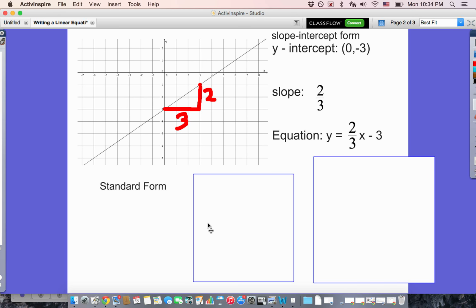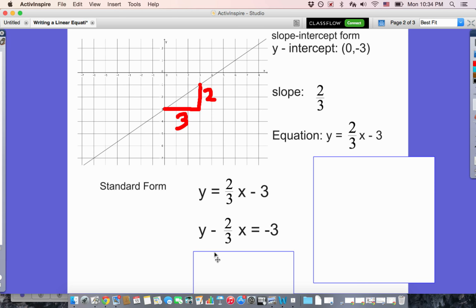Now, what we can do to change an equation written in slope-intercept form into standard form is, first, move our equation around so that x and y are on the same side. So we subtract 2 over 3x from both sides, and we get y minus 2 over 3x equals -3. And if you remember, in standard form, our coefficients have to be integers.